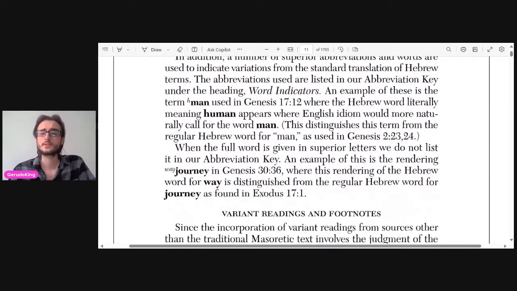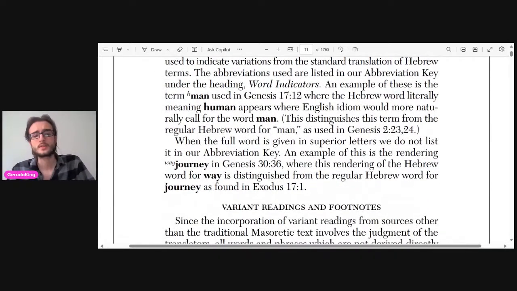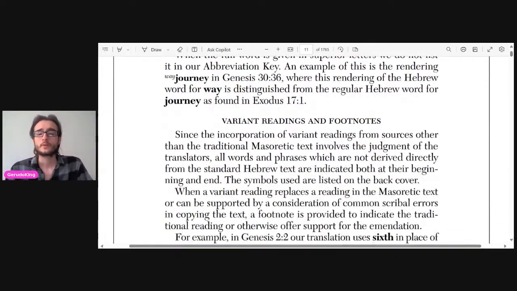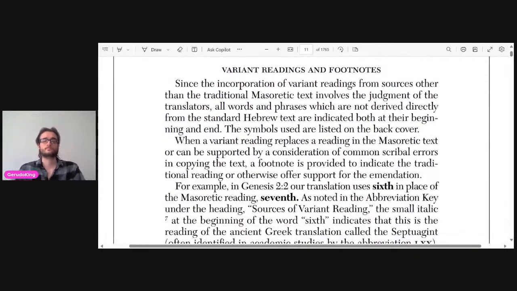When the full word is given in superior letters, we do not list it in our abbreviation key. An example of this is the rendering way, journey, in Genesis 30:36, where this rendering of the Hebrew word for way is distinguished from the regular Hebrew word for journey as found in Exodus 17:1. Variant readings and footnotes.